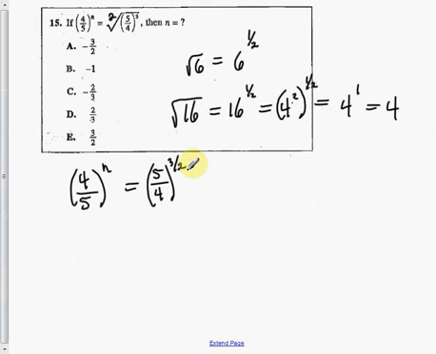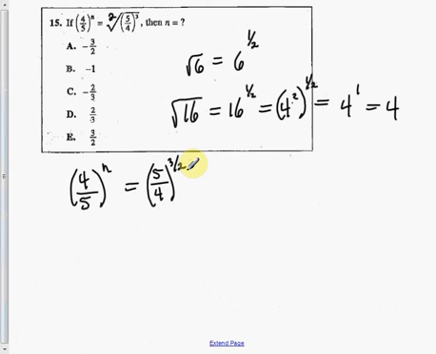I can equate the exponents, this n and this 3/2, if the bases are the same. My bases are not all the same. This is 4/5, this is 5/4. But I can make this 5/4 into a 4/5 by doing a flip. If I flip it, that means that I have to negate the exponent. So 5/4 raised to the negative first power becomes 4 over 5.